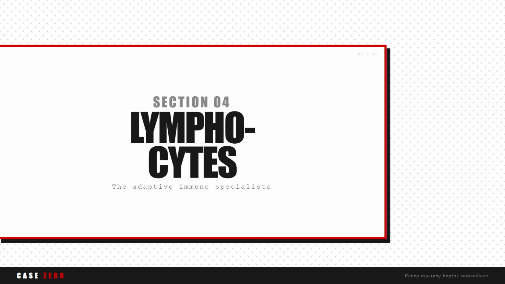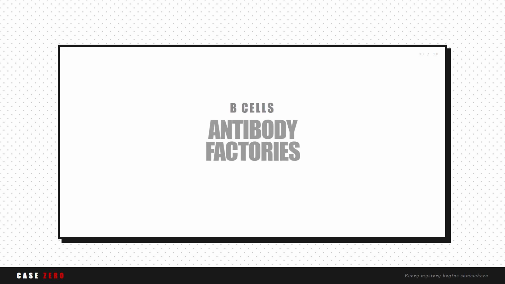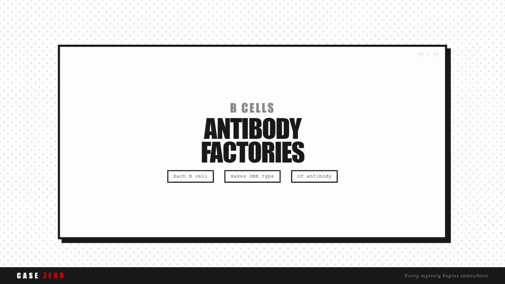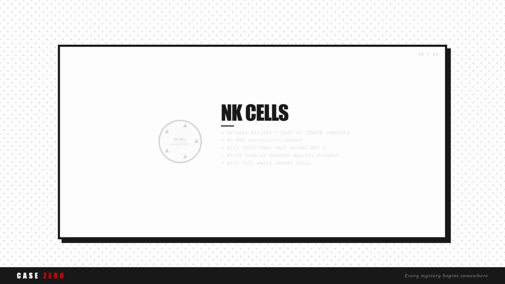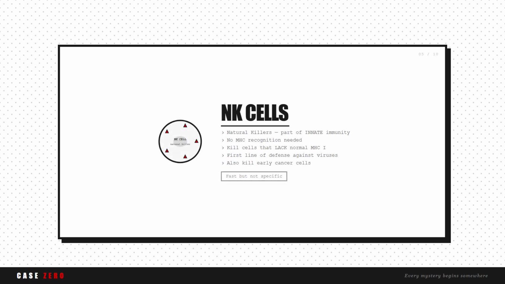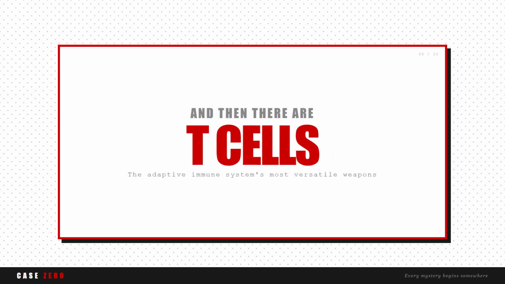B lymphocytes, produced and matured in the bone marrow, are responsible for antibody production. When activated, they differentiate into plasma cells that secrete immunoglobulins targeting specific antigens. Natural killer cells, despite the name, are actually part of the innate immune system. They eliminate virus-infected and tumor cells without requiring prior sensitization. Fast, but non-specific. And T lymphocytes, T cells, are the adaptive system's primary effectors.